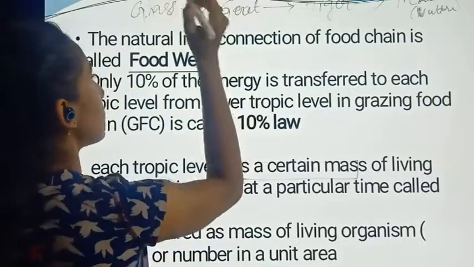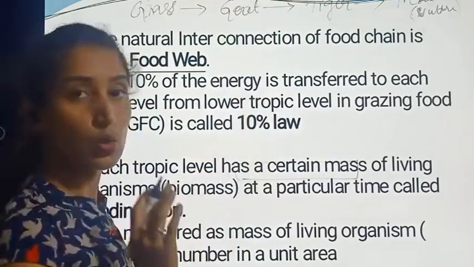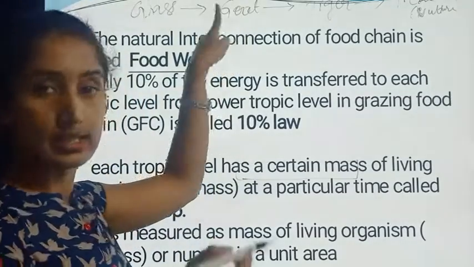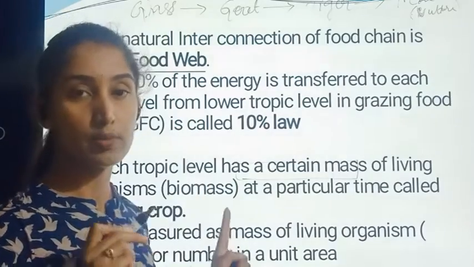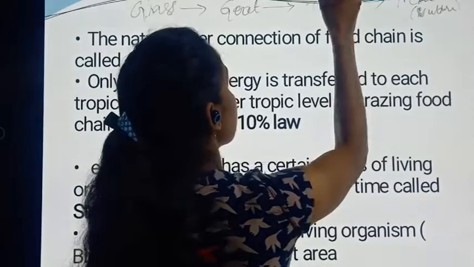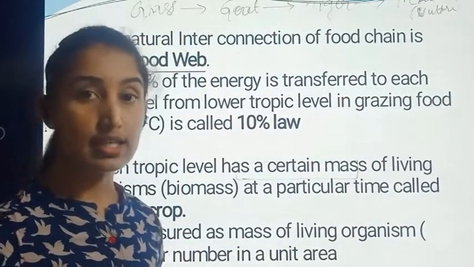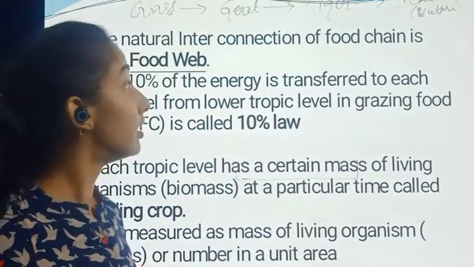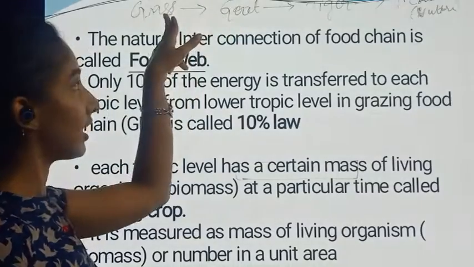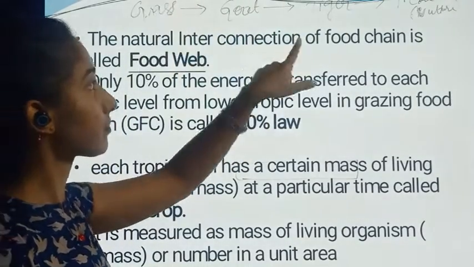Next, the goat is considered as the primary consumer. Why is the goat considered as the primary consumer? Because the goat is directly depending on the producers, that is grass. Next, the tiger is considered as the secondary consumer. Why are we calling the tiger the secondary consumer? Because the tiger is not directly depending on grass, but it is indirectly depending on grass.